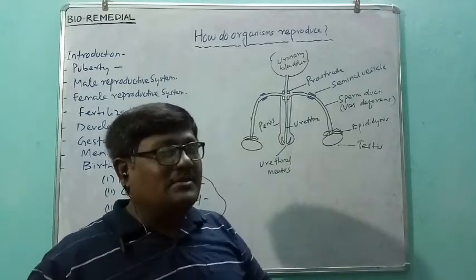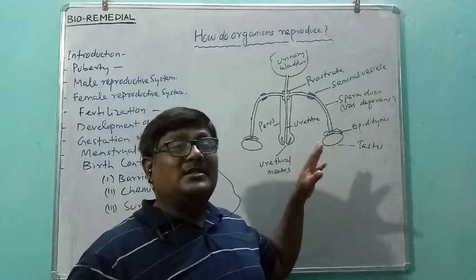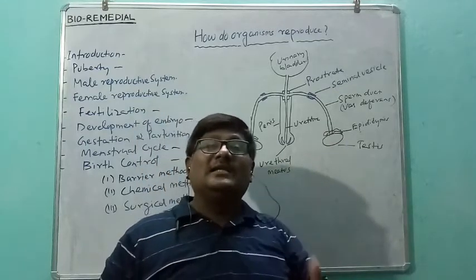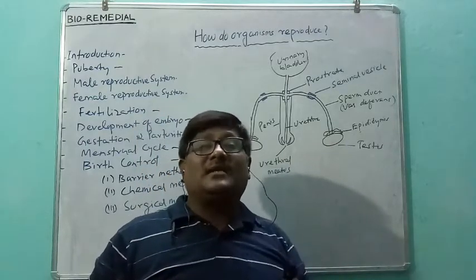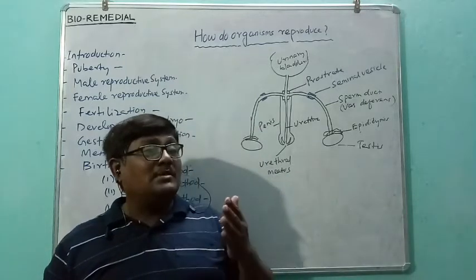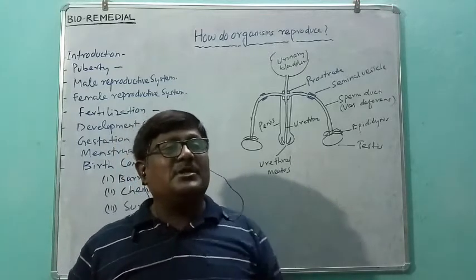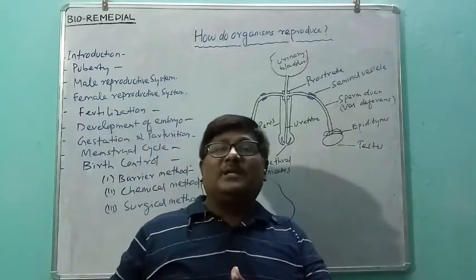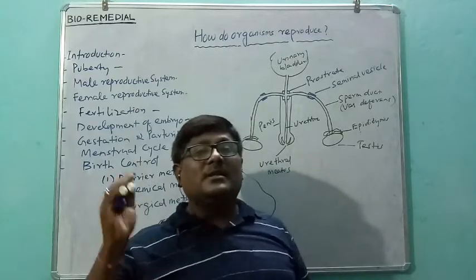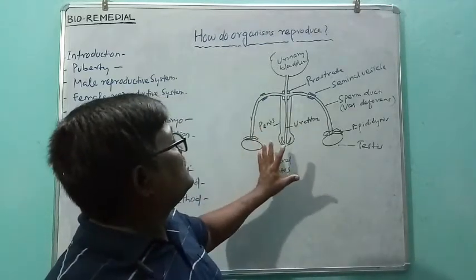One more advantage of this liquid: as it is alkaline, when it is released into the female genital tract, the female vaginal passage, that will also be helpful. It will neutralize the acidic medium of the vaginal passage. I will explain when I explain the female reproductive system. Now this is all about the male reproductive system.